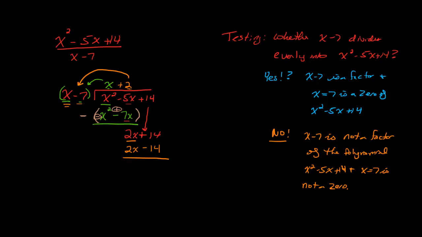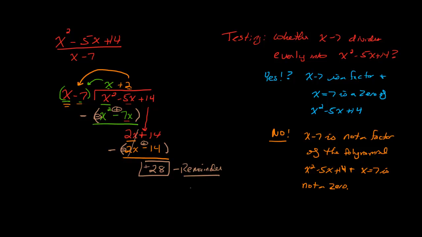We are going to change our signs. So I change this sign, then I change this sign, and I change this to a positive. My 2x and my negative 2x cancel, but notice I get 14 plus 14, which is a value of positive 28. So here I get a remainder.